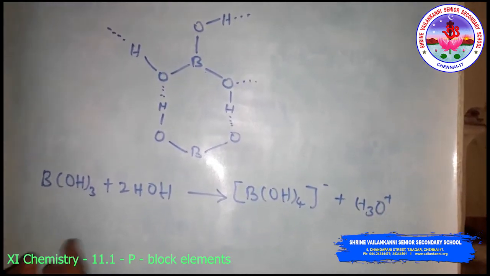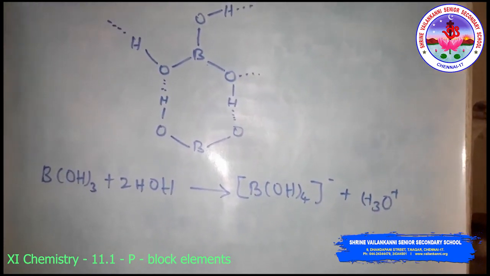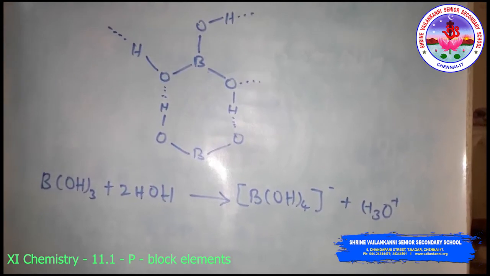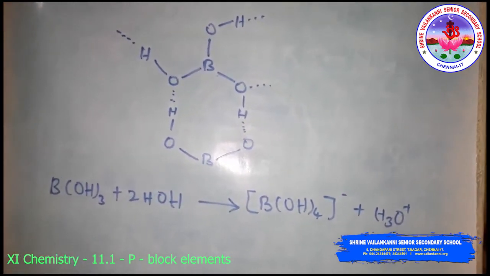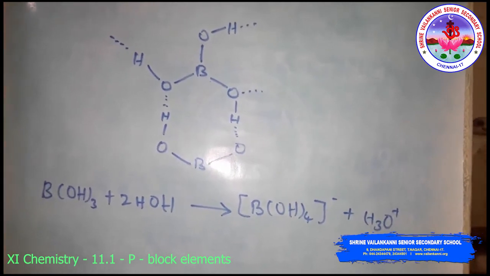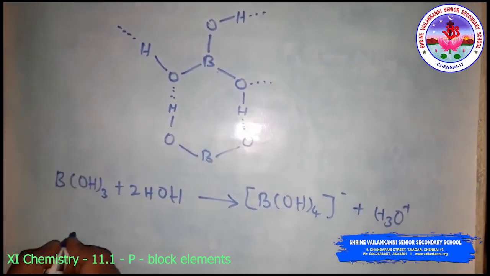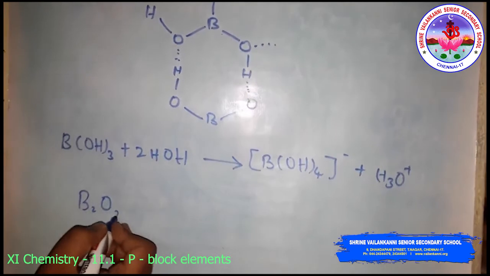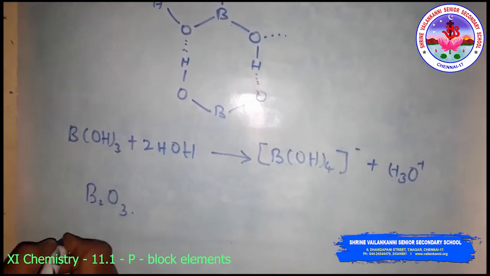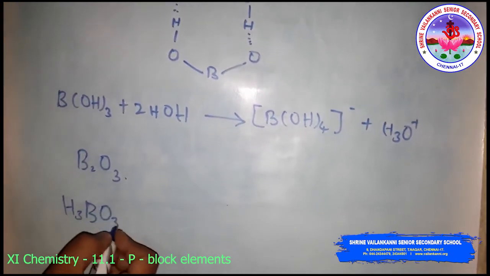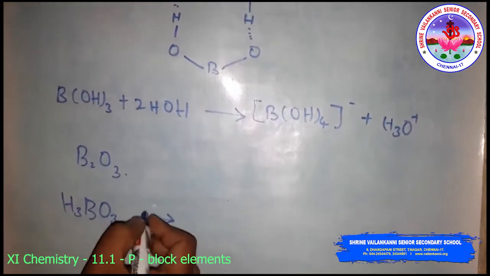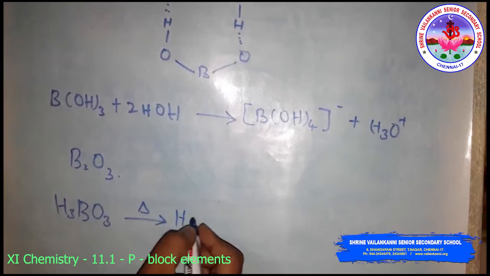On heating above 370 Kelvin, orthoboric acid forms metaboric acid, HBO2, which on further heating yields boric oxide, B2O3. The reaction is H3BO3 on heating gives HBO2.